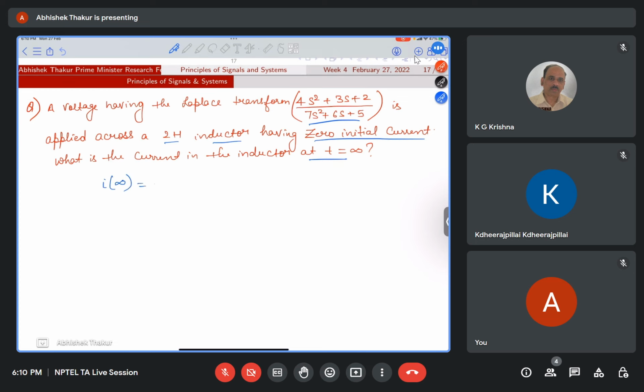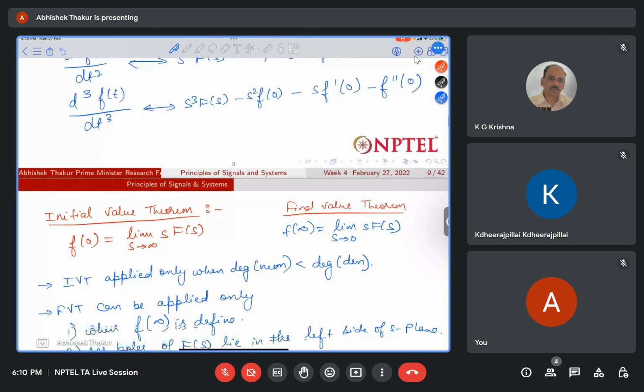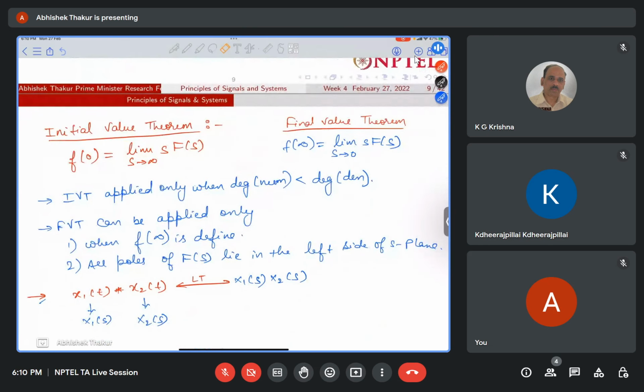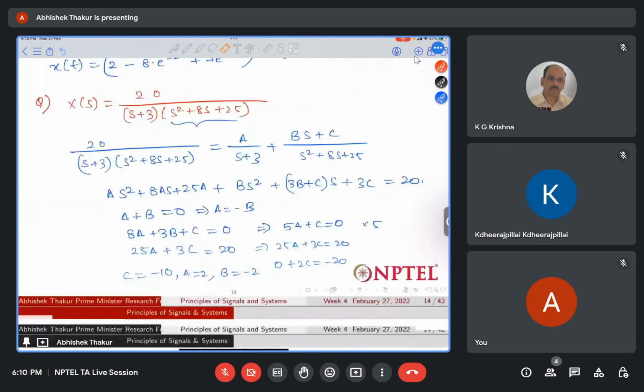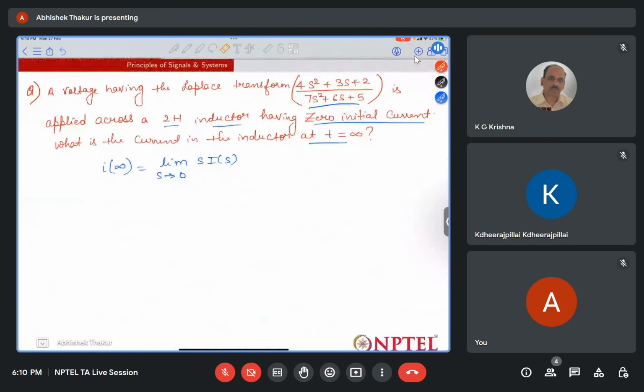This we can simply find using the final value theorem, that is, limit s tends to 0 of sI(s), like we have already seen. When we have to find the final value, f(infinity) is given as limit s tends to 0 of s F(s), provided f(infinity) is defined and all the poles of F(s) lie in the left side of the s plane. So we can check this condition, whether all these poles lie in the left side.